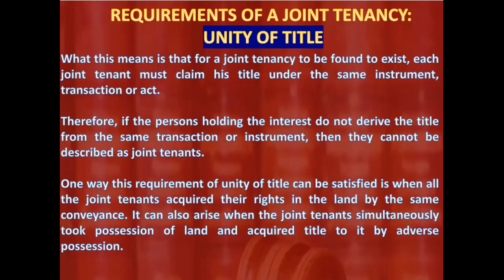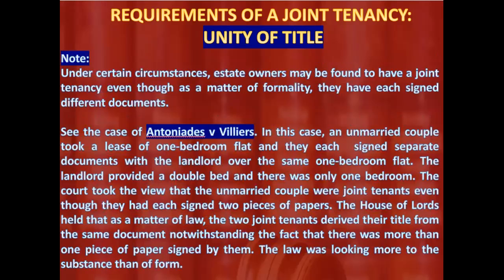And let me also explain to you that there are certain circumstances in which estate owners may have a joint tenancy, even though, as a matter of formality, these estate owners have each signed different documents. What I'm saying is that even though under a joint tenancy there must be unity of title, you can have a joint tenancy whereby estate owners have signed different documents. So let's say Kofi signed a different document, Ama signed a different document over the same house, over the same apartment, but the law will still recognize them as joint tenants, and there will still be unity of title.